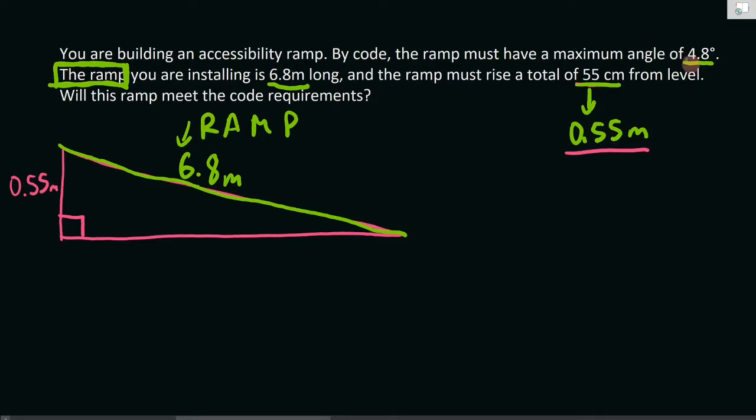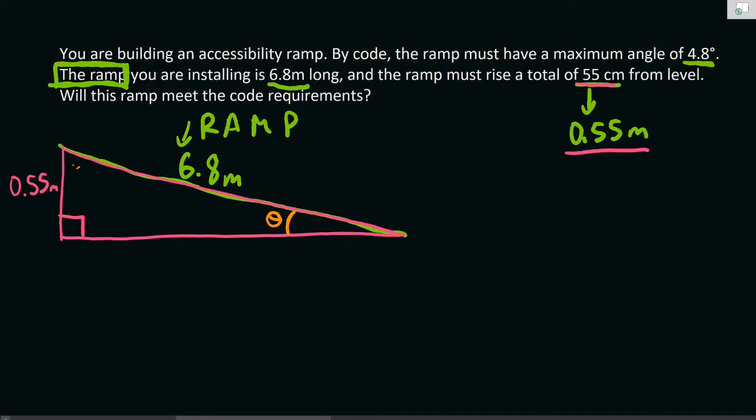Okay, and then the angle must be at most 4.8 degrees. So the angle we don't know, so I guess I'll call that theta, because that's our usual variable for angles. And that is hopefully fairly clearly the angle we care about. This angle here, it's the small angle. It's not going to be this huge angle. It's 80 whatever degrees up here that we care about.